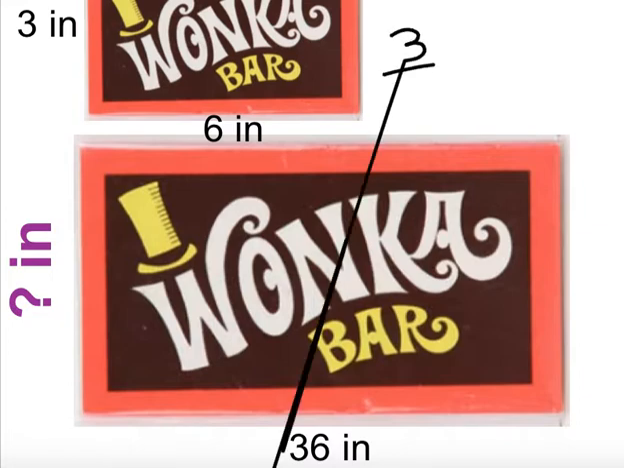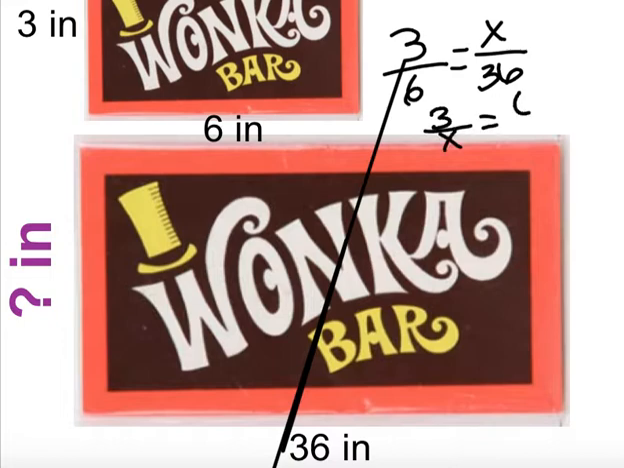So we can say 3 to 6 is the same as x to 36. Or we can set it up and say, well, 3 corresponds to x, so 6 corresponds to 36. Regardless, you can cross multiply, you can figure out that 6 over 36 is 1/6, or 3 over 6 is 1/2. Regardless, you find that x is 18. So this huge Wonka bar is 18 inches by 36 inches.